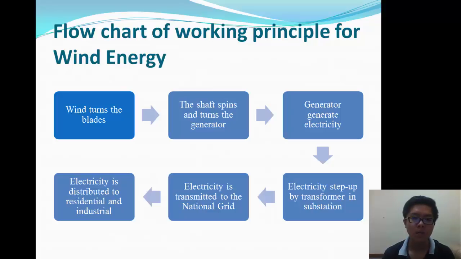And for the flowchart of the working principle for wind energy, first, the wind will blow and turn the blades. The shaft will spin and turn the generator. The generator will generate electricity. The electricity generated will be stepped up by the transformer in the substation. Then the electricity will be transmitted to the national grid. Lastly, the electricity will be distributed to residential and industrial users.